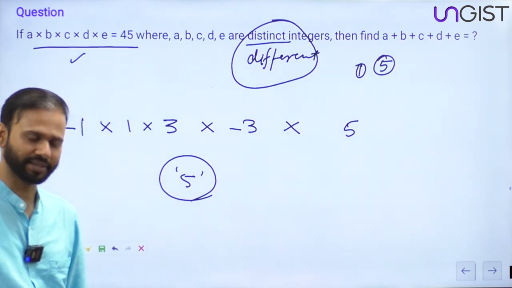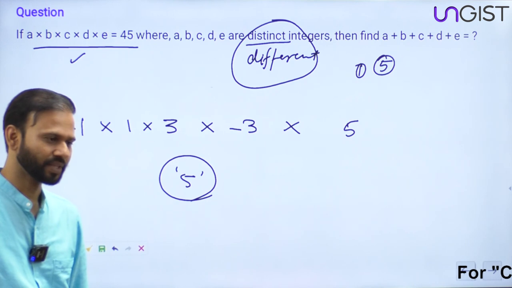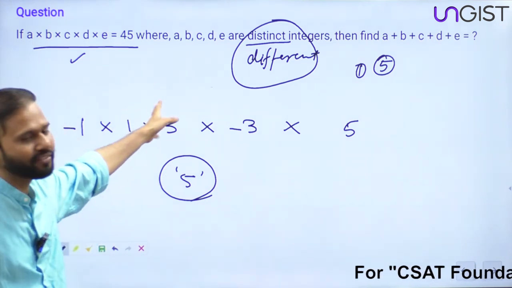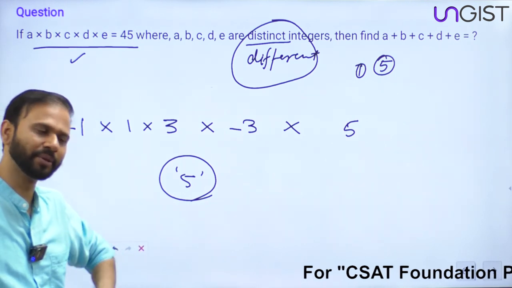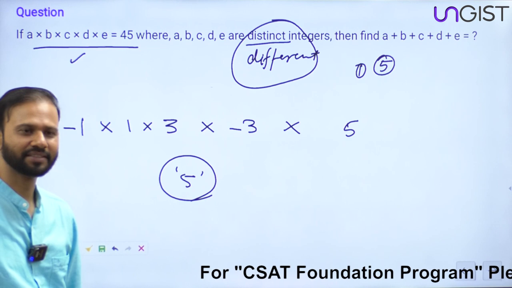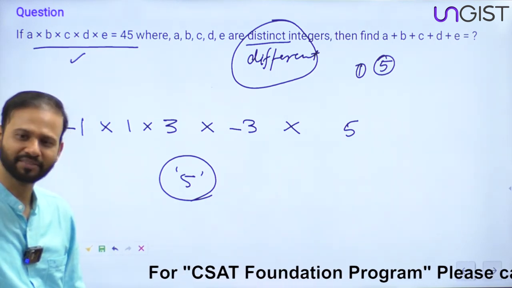Integer is the keyword, yes, correct. And you know what? Most of the students won't be able to express 45 as the product of 5 integers. They will be thinking like 3 into 3 into 5, that's it. Right? After that, what needs to be done?